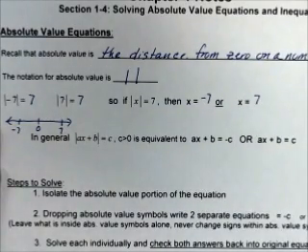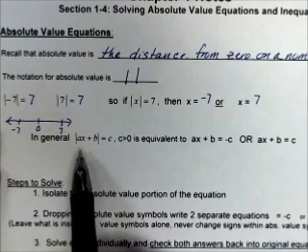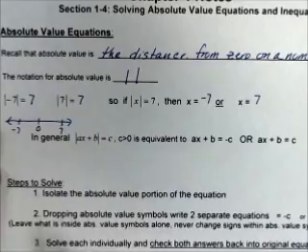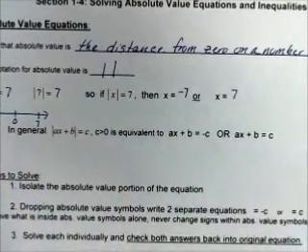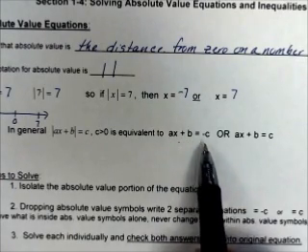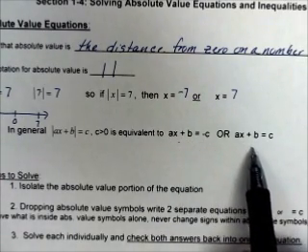In general, an absolute value equation, such as the absolute value of ax plus b equal to c, c being greater than 0, is equivalent to the following two equations. Ax plus b is equal to -c, or ax plus b is equal to c.